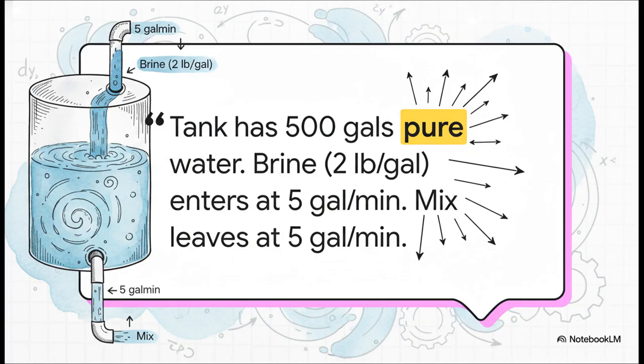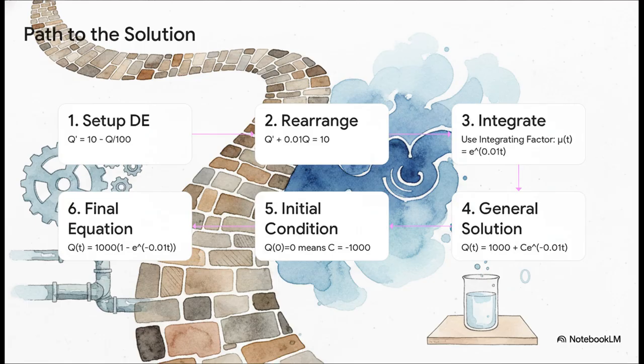Now, since the in and out rates are equal, our volume is going to stay a nice constant 500 gallons. The big question is, exactly how much salt is in that tank after 10 minutes? Okay, so let's walk through the solution.